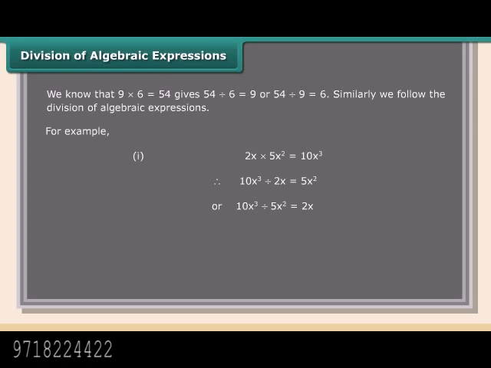to 2x. 3x into x plus 4 is equal to 3x squared plus 12x. Therefore, 3x squared plus 12x divided by 3x is equal to x plus 4, or 3x squared plus 12x divided by x plus 4 is equal to 3x.